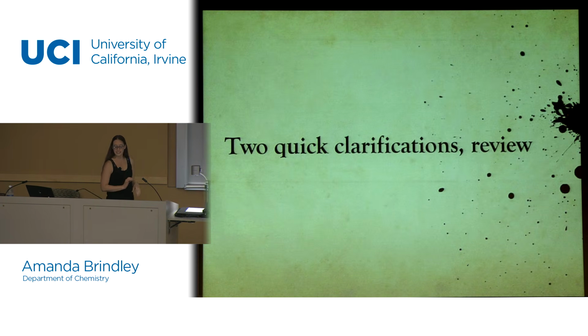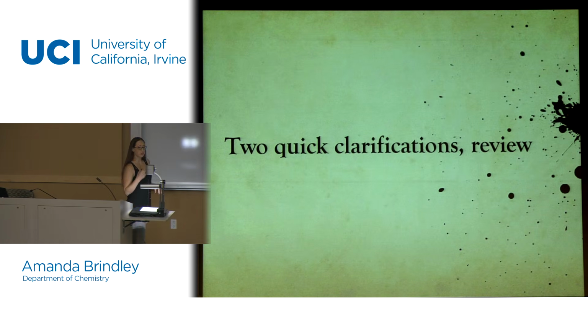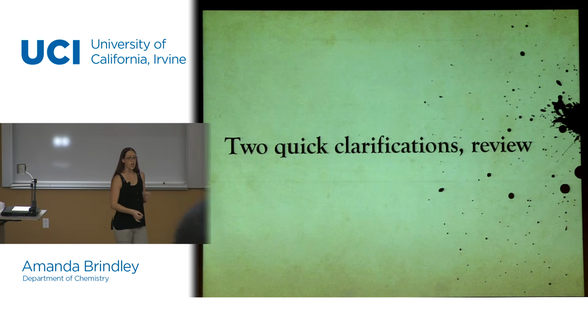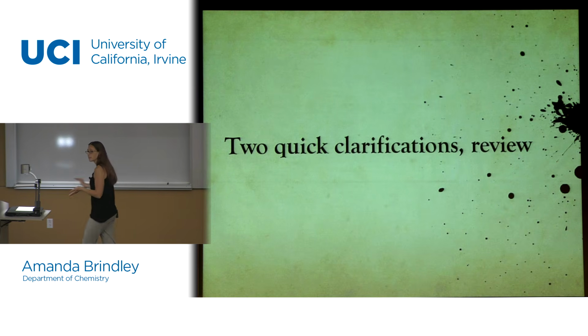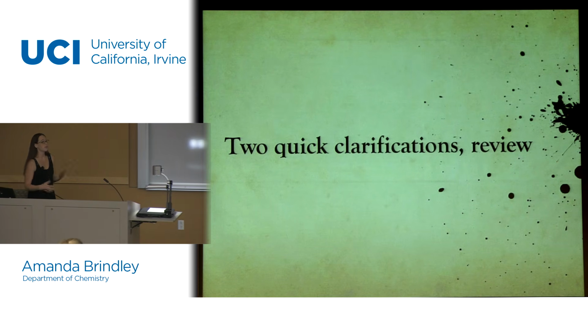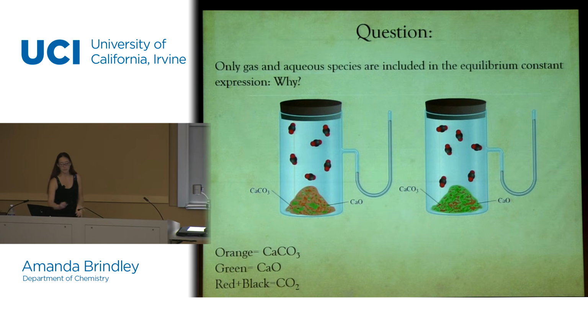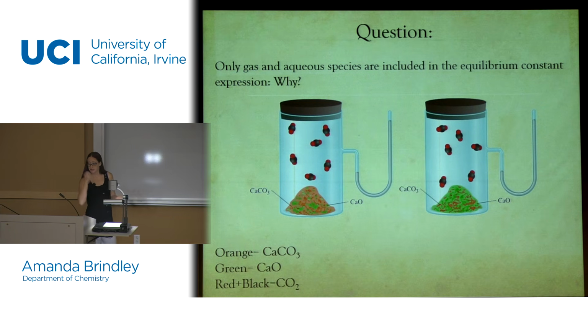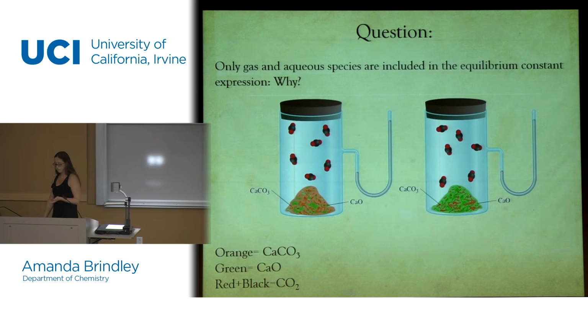Okay, next section. So this is kind of two quick clarifications, review. There are two things that I've mentioned and we've talked about, and I kind of breezed through them and didn't really explain why, because at the time I just wanted us to be able to use it. So now let's talk a little bit more about why. The first one: why are only gas and aqueous species included in the equilibrium constant?